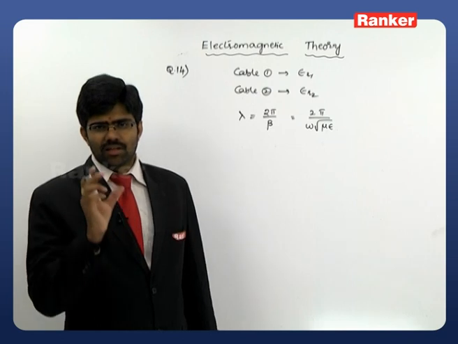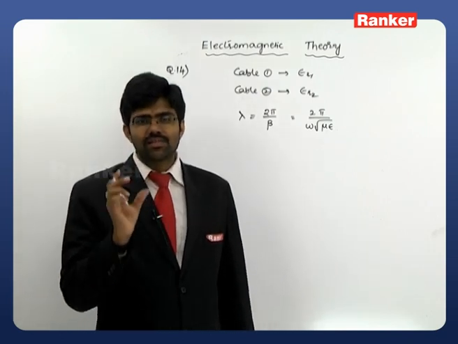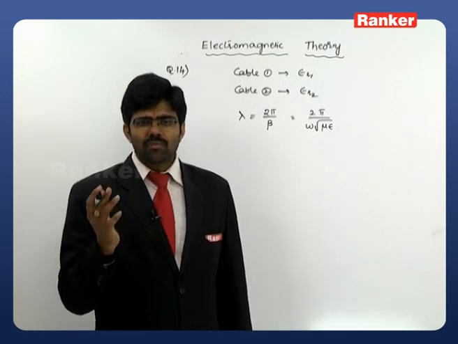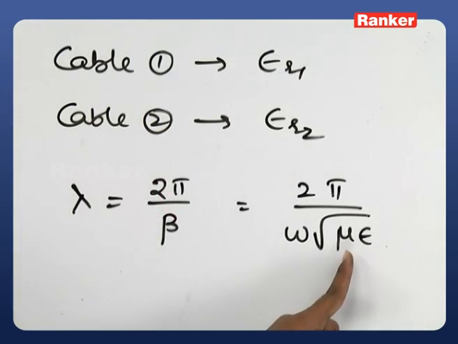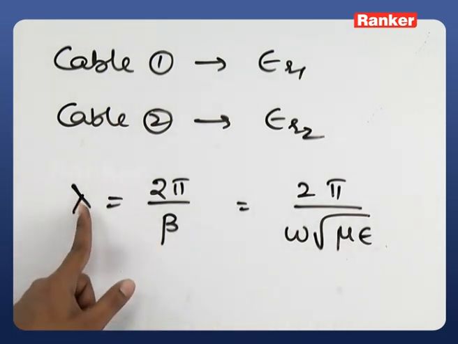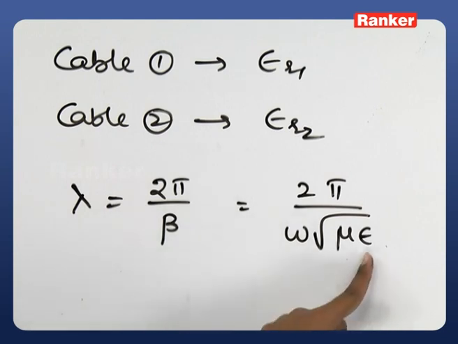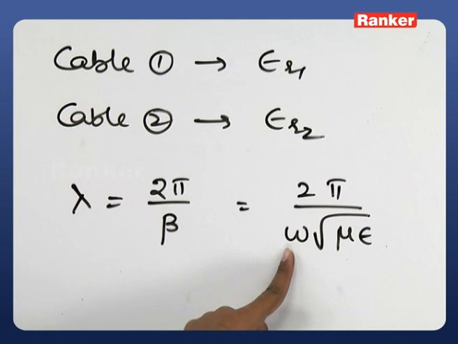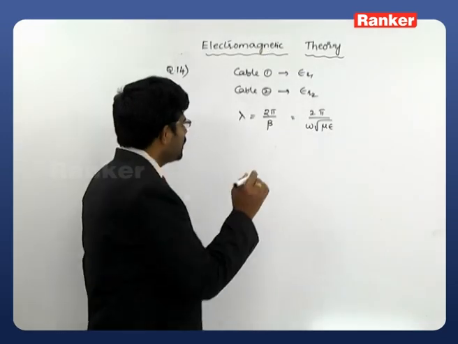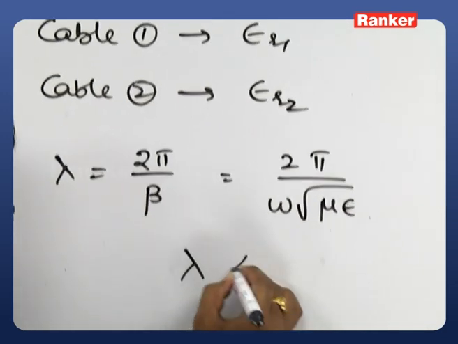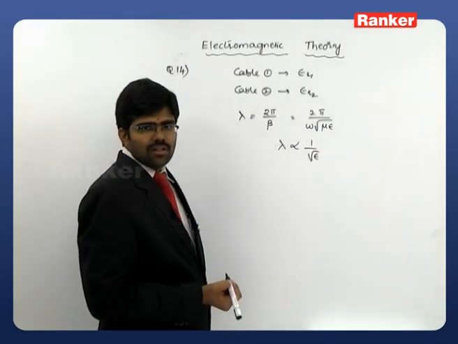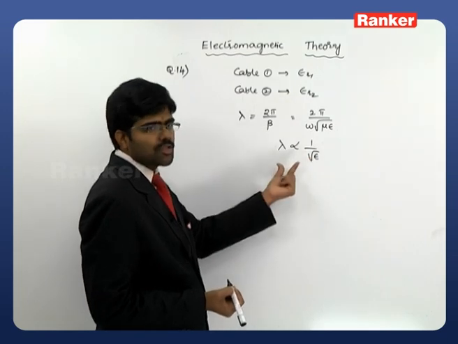And identify here, the filled material is a dielectric material. Since it is a dielectric material, it can be treated as a non-magnetic material. For non-magnetic material, this mu is fixed and it is equal to mu naught. So clearly with this equation, you can say that lambda is inversely proportional to under root of epsilon. Since 2 pi is constant, omega is constant, mu is constant, we can take a simple relation that lambda is directly proportional to 1 by under root epsilon. So clearly with this equation we can solve this problem.